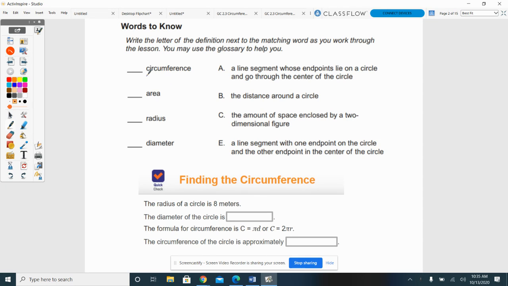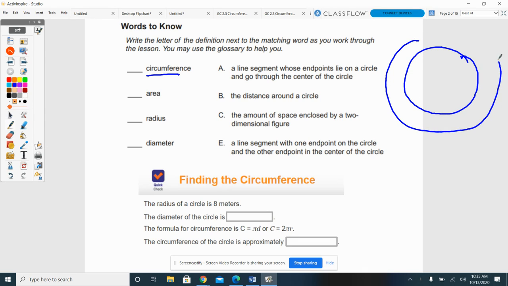So first of all, circumference. If you remember, circumference was like the fence of a circle, the length. It's not an area at all. It's a length around the outside. So which one would that be? That would be B, the distance around a circle.